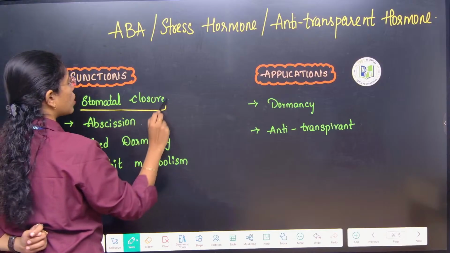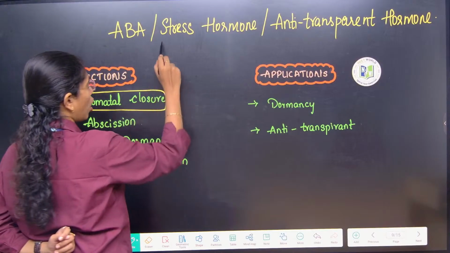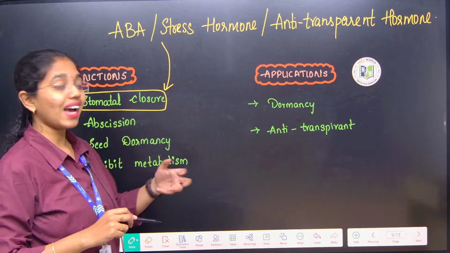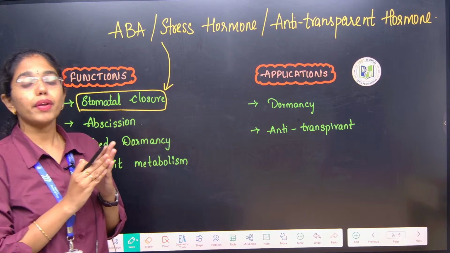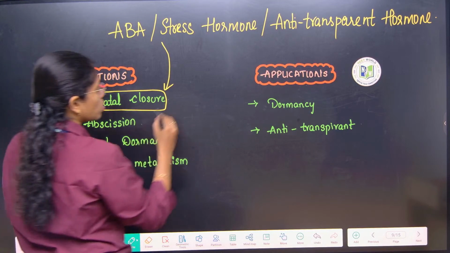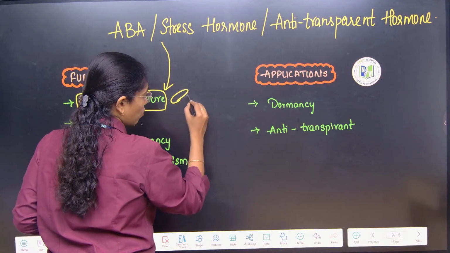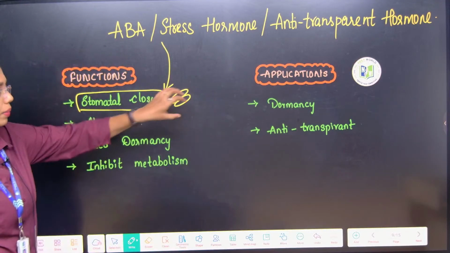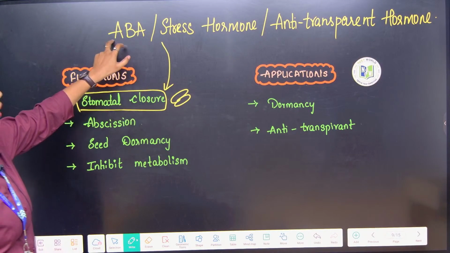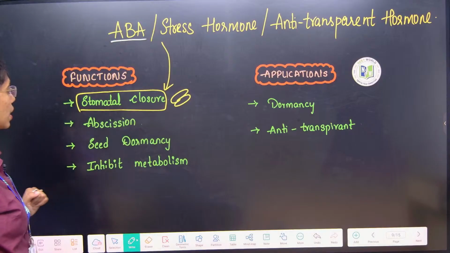This will promote stomatal closure. For example, if there is heat stress or high temperature conditions, to prevent the process of transpiration, the immediate response a plant shows is closing the gates. What is its gate? Stomata. So immediately stomata will be closed. This stomatal closure is triggered by the release of abscisic acid.